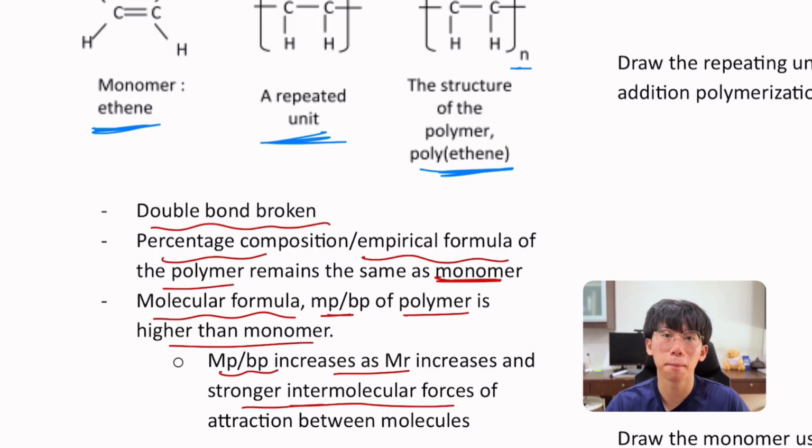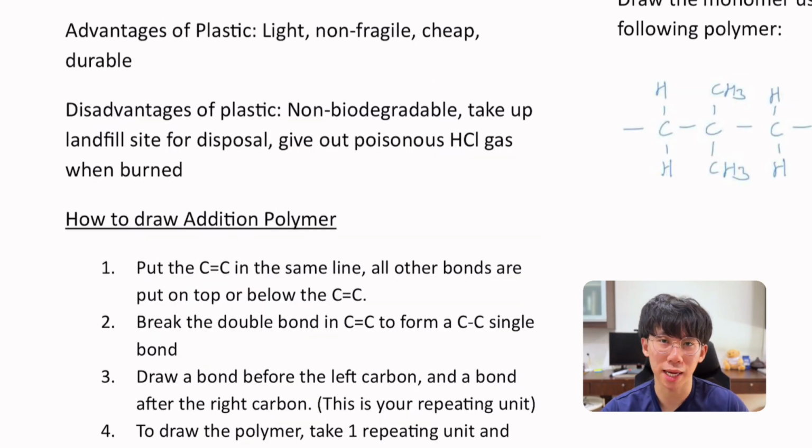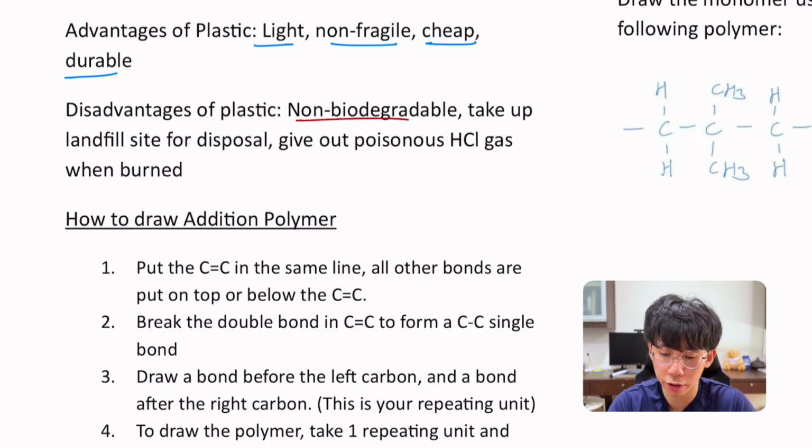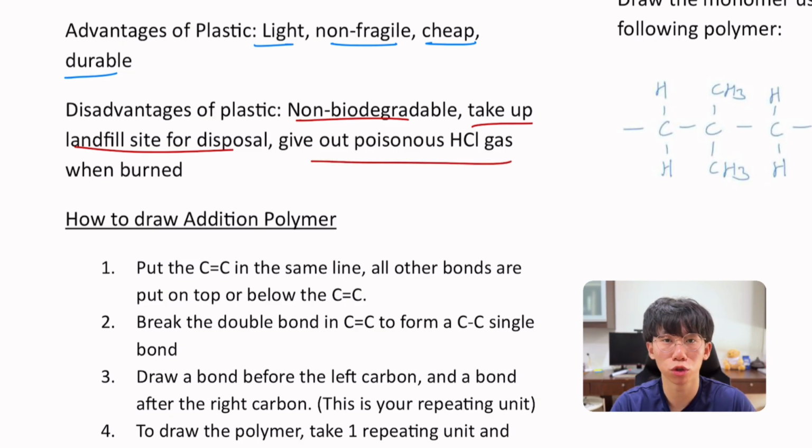Some of the advantages of plastic which you have to know include that it is light, it is non-fragile, it's also very cheap and durable. Disadvantages is that they are non-biodegradable, they take up landfill site for disposal, and they give out poisonous HCl gas when you try to burn them.